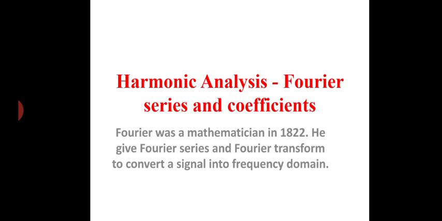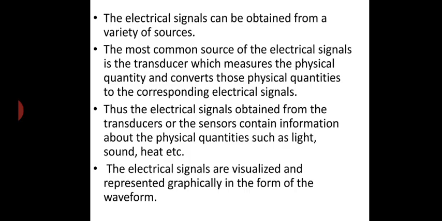So what is the signal? What do you mean by electrical signal? How do you get an electrical signal? That we see now. The electrical signals can be obtained from a variety of sources. The most common source of electrical signal is the transducer, which measures a physical quantity and converts it to the corresponding electrical signal. So can you name any one transducer?